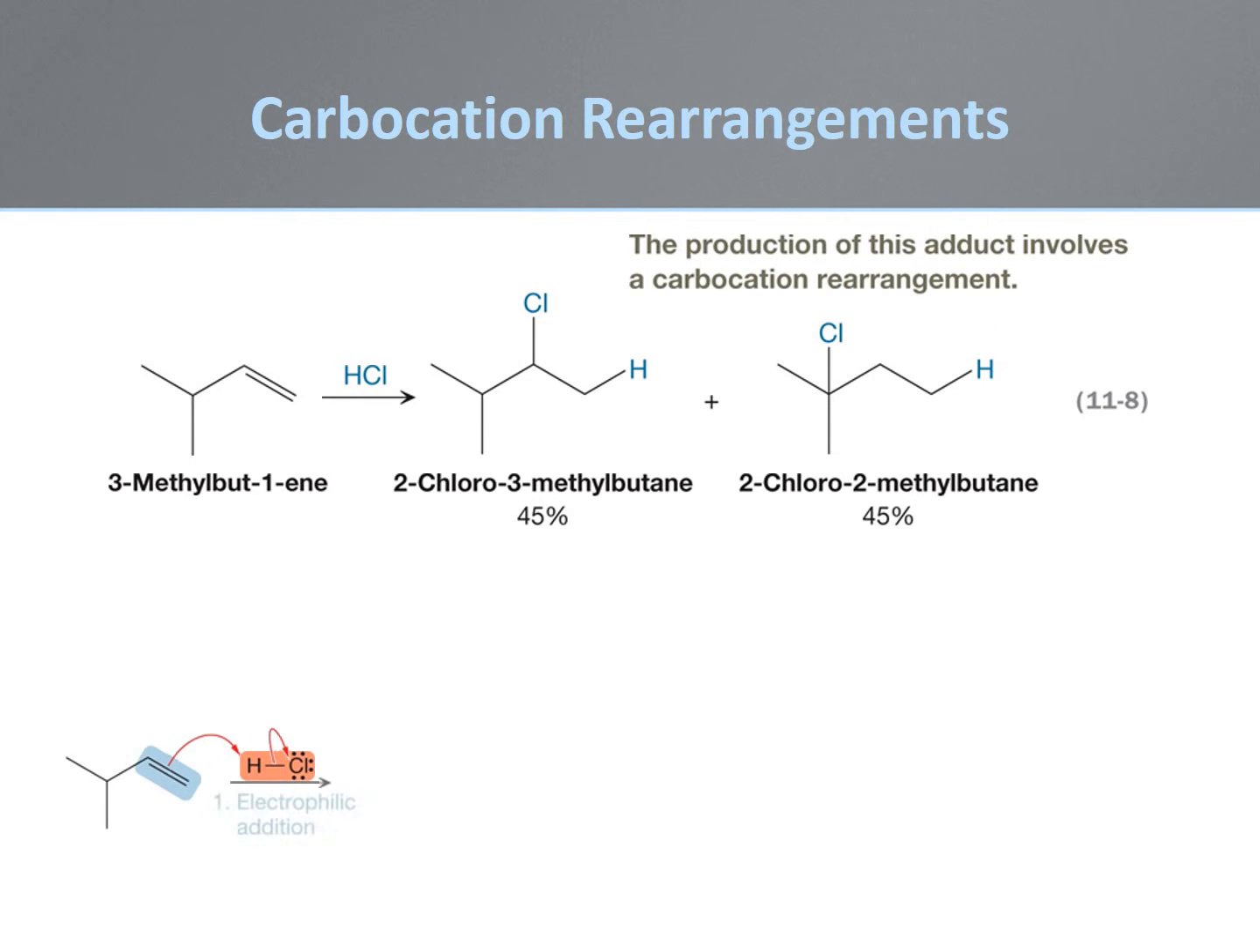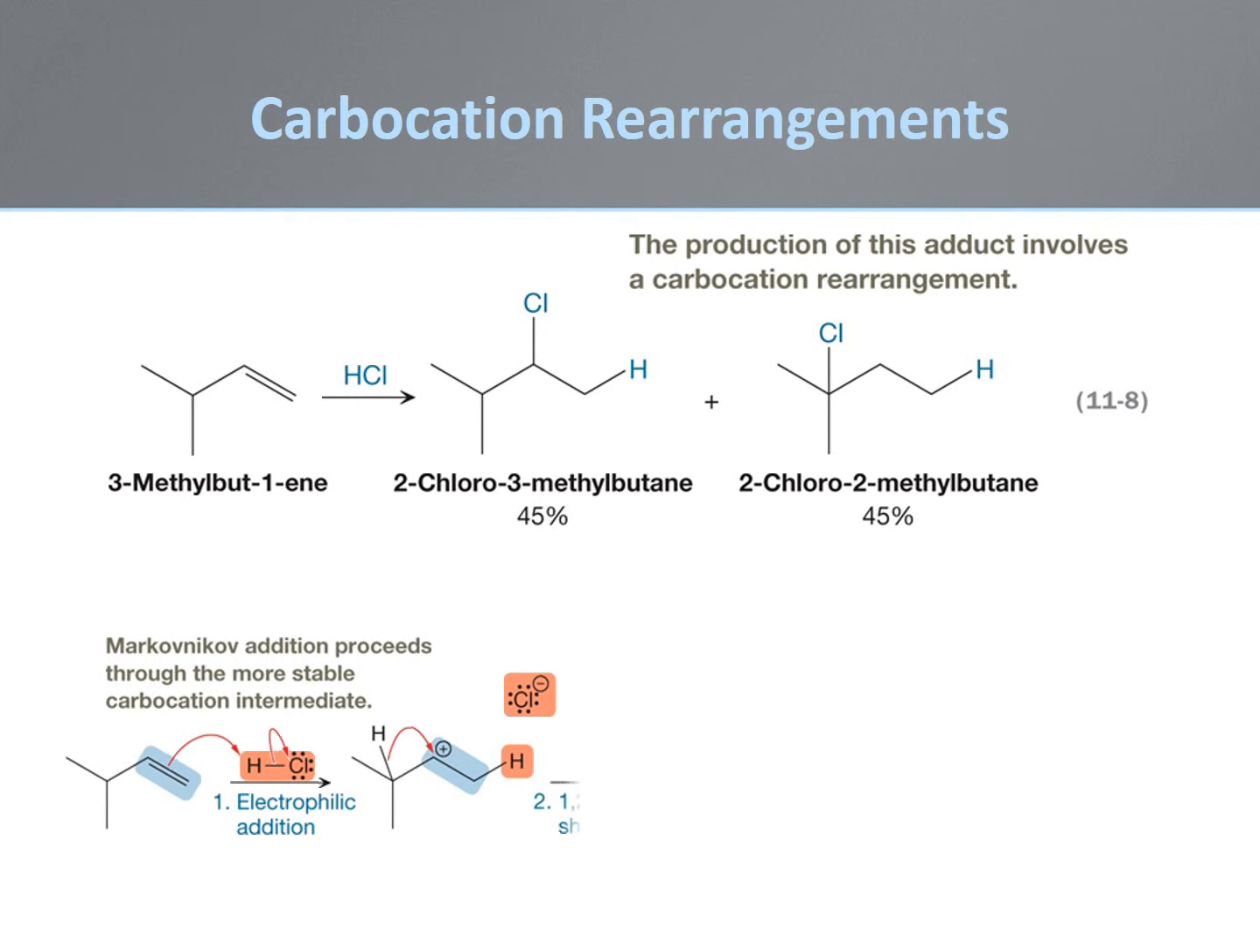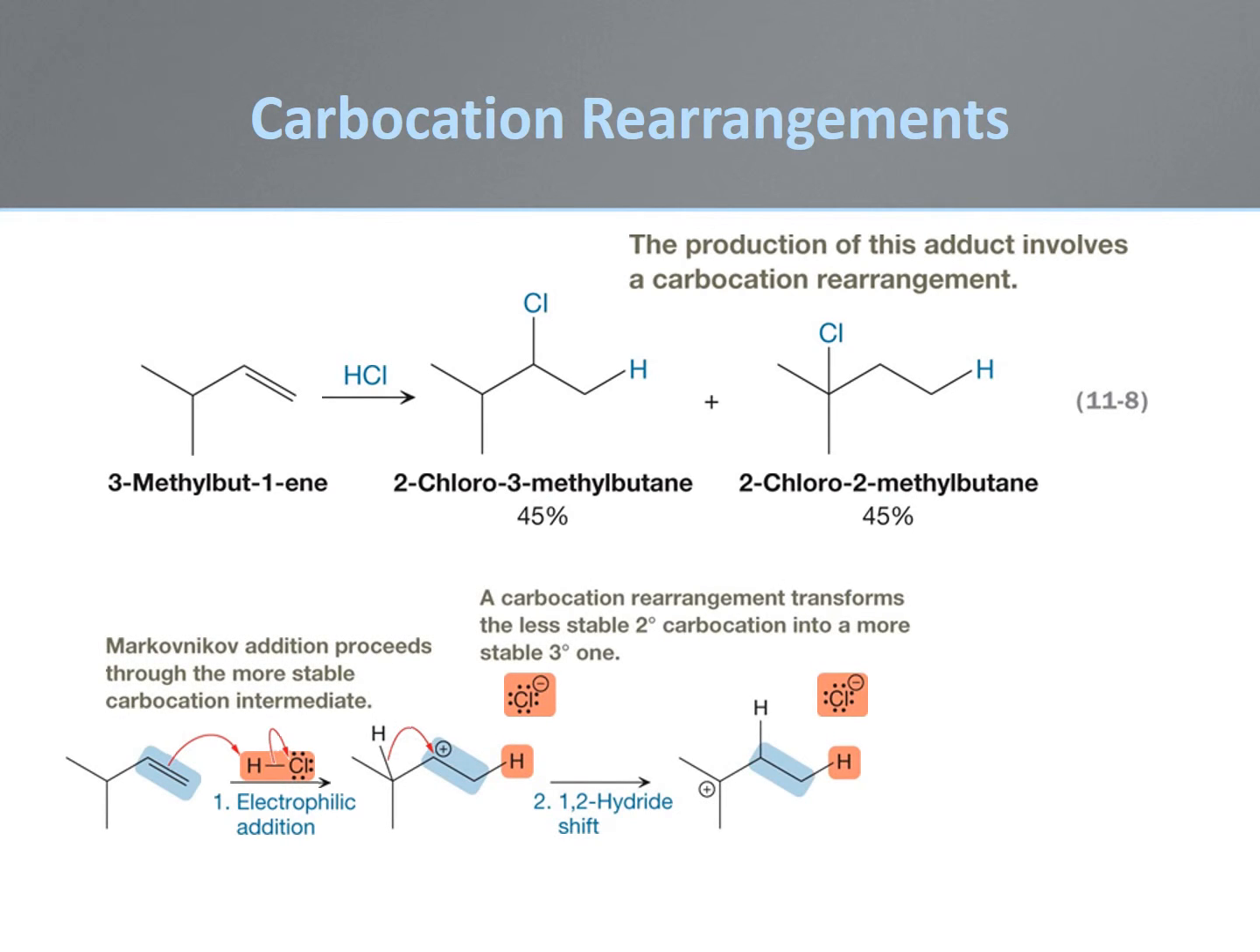2-chloro-2-methylbutane is formed when the intermediate secondary carbocation undergoes a 1,2 hydride shift to generate a more stable tertiary carbocation, which the chloride ion then adds to. The rate of hydride shift is competitive with the chloride addition, so a significant amount of the rearrangement product is formed.